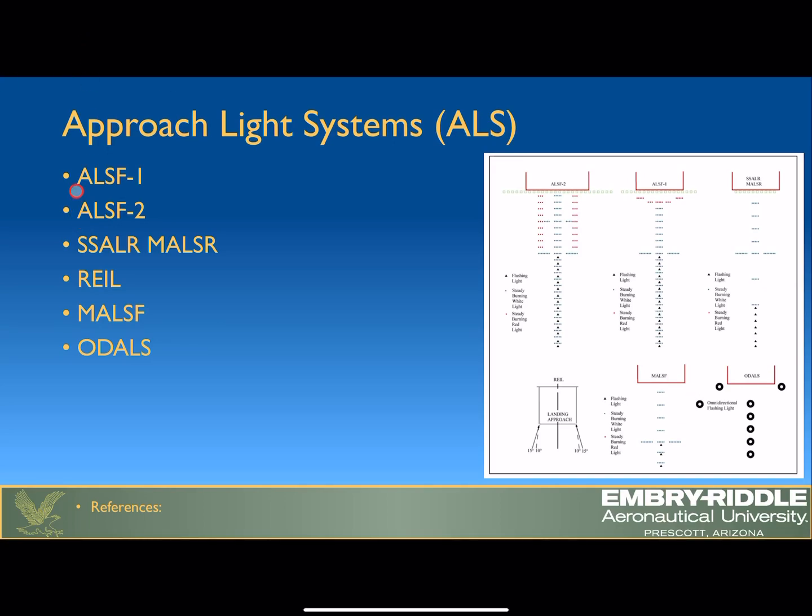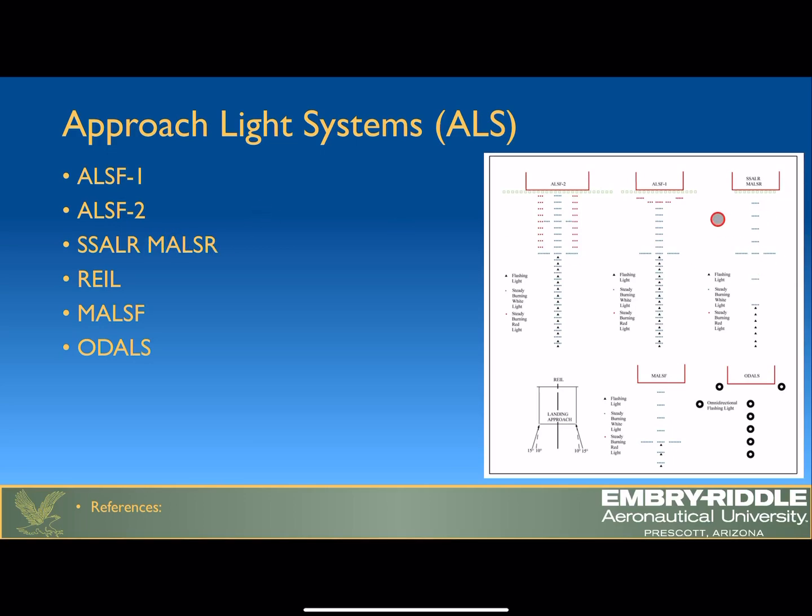So the ALSF approach lighting system with flashers, or flashing lights, 1 and 2. So 2 is more intense. You can see kind of just based on the arrangement here, the ALSF2 is more intense than ALSF1. Then we have the SALSAR and the MALSAR. SALSAR stands for Simplified Short Approach Lighting System with Runway Alignment Indicator Lights. And the MALSAR stands for Medium Intensity Approach Lighting System with Runway Alignment Indicator Lights.